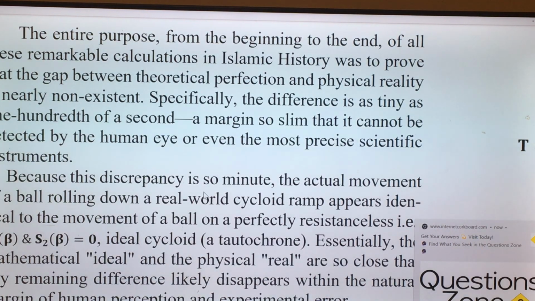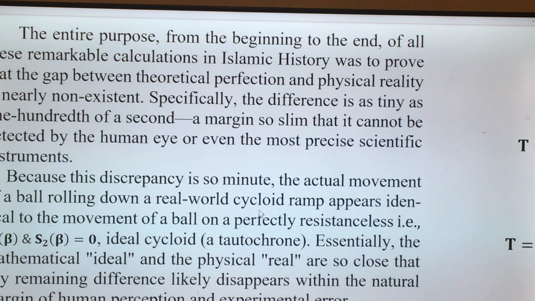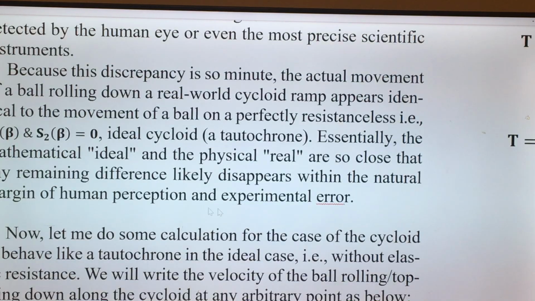Because this discrepancy is so minute, the actual movement of a ball rolling down a real world cycloid ramp appears identical to the movement of a ball on a perfectly resistanceless cycloid, where S1 beta and S2 beta are equal to 0, the ideal cycloid, a tautochron. Essentially, the mathematical ideal and the physical real are so close that any remaining difference likely disappears within the natural margin of human perception and experimental error.